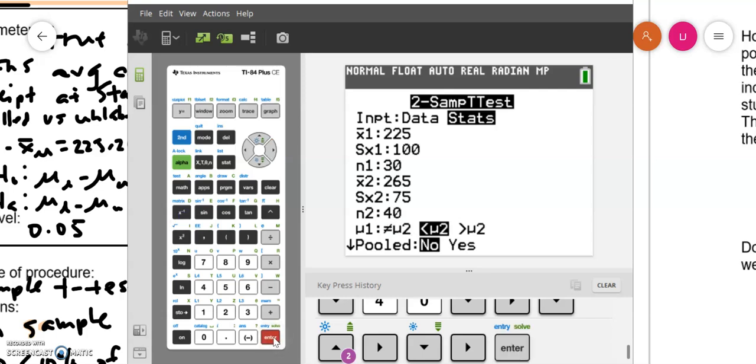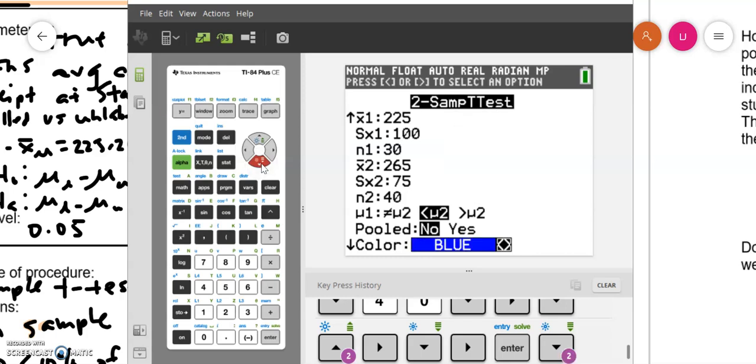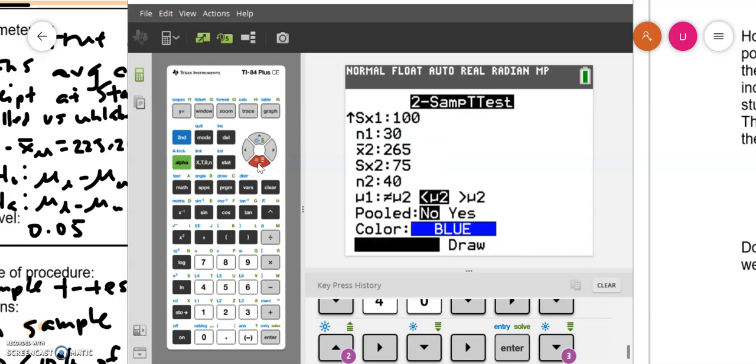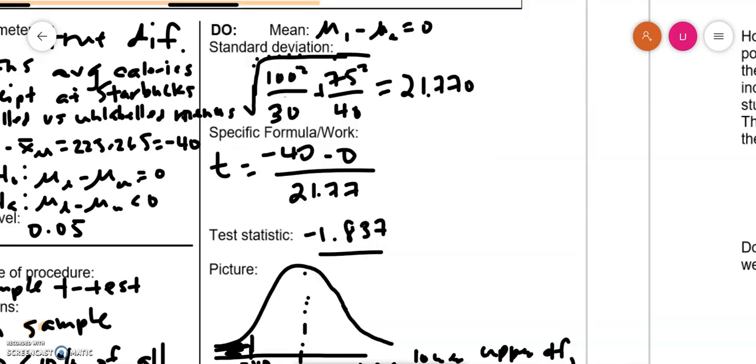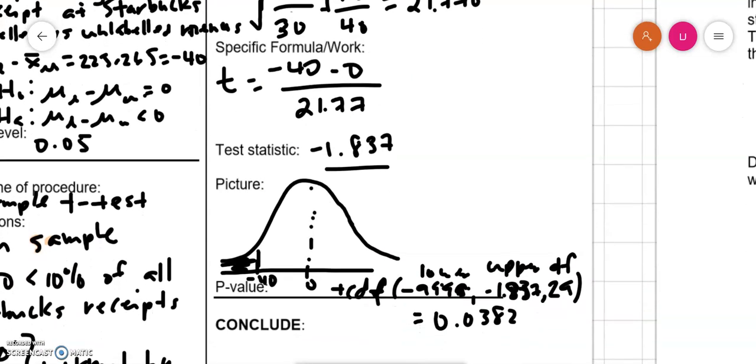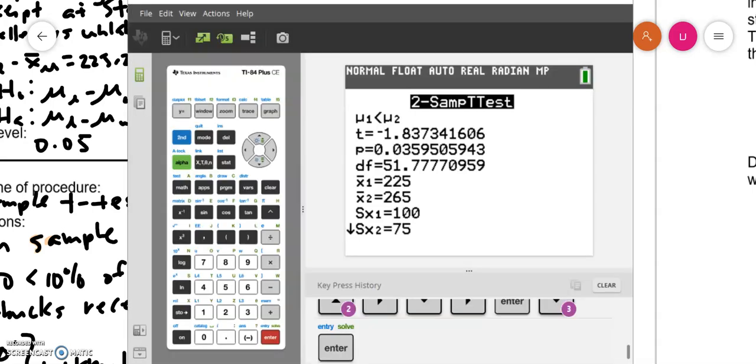Now you see this next thing says pooled. Do not worry about pooled. Make sure it says no, so it's not affecting our test. And calculate. You can see our p-value is 0.035, which is pretty close to that other p-value that we had, 0.035 versus 0.038. It's a small enough difference that the graders are not going to care. So remember, if you're going to use your calculator, you copy down this entire screen and that will get you credit. Remember to copy down the title as well, 2-sample t-test.